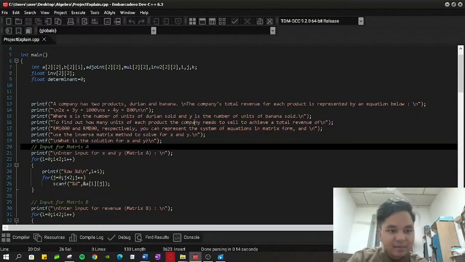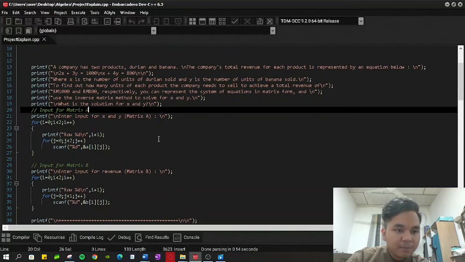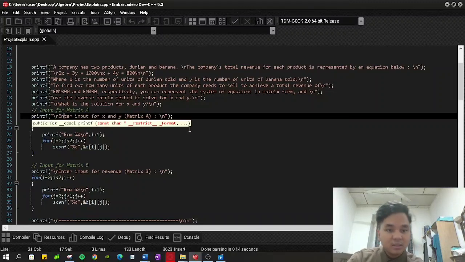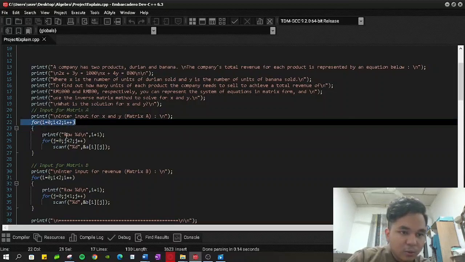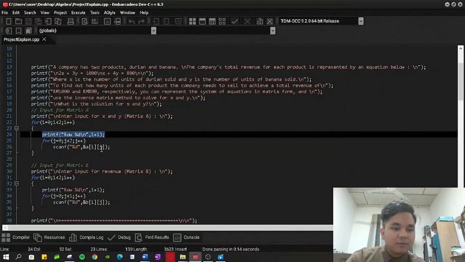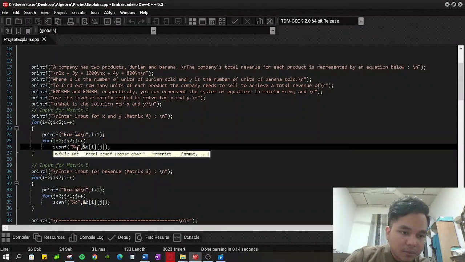I will explain later, after I run the program. Okay, this is the input for matrix A. Enter input for x and y, matrix A. So this is loop I, and this is loop J. This is to show which row we enter. So scanf equals percentage d. This is for matrix A.